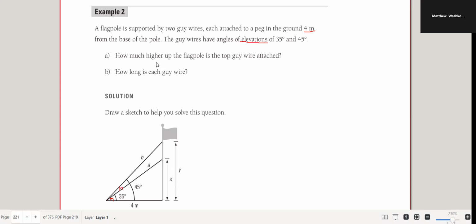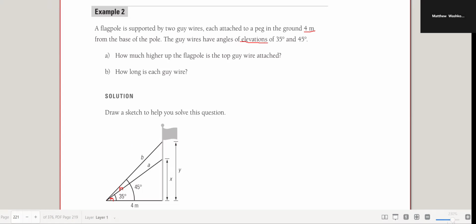So question A: how much higher up the flagpole is the top guy wire attached? In that case, it's probably asking us to find Y in this diagram, whereas question B is asking us to find B and A.